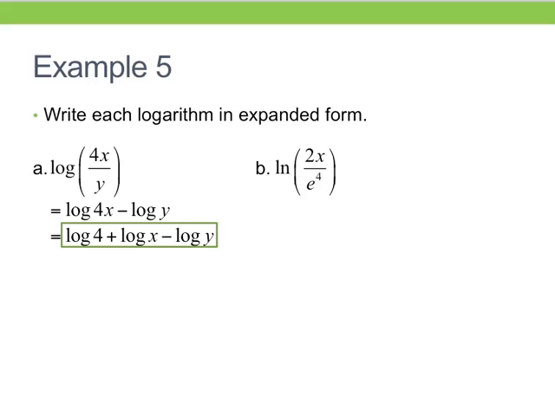So again, I'm going to start with the quotient law. So that's going to be ln of 2x minus ln of e to the 4th. And now we deal with the product law because we still have 2 times x. So we split that into ln of 2 plus ln of x. And then in this case, we can actually simplify ln of e to the 4th, right, using one of our properties. So ln of e to the 4th is equal to 4. So this is ln 2 plus ln of x minus 4.